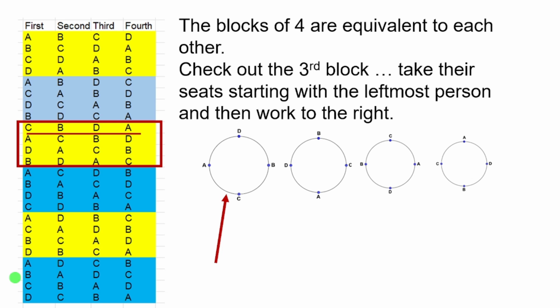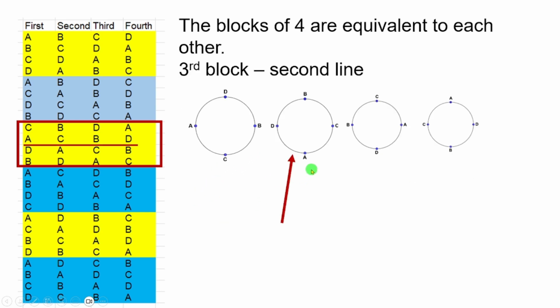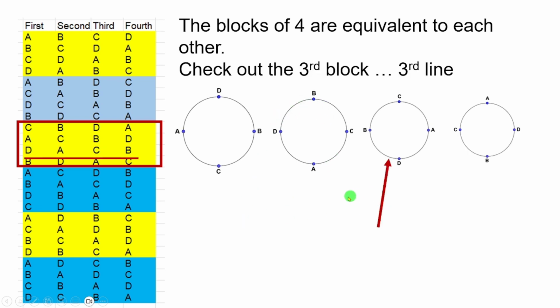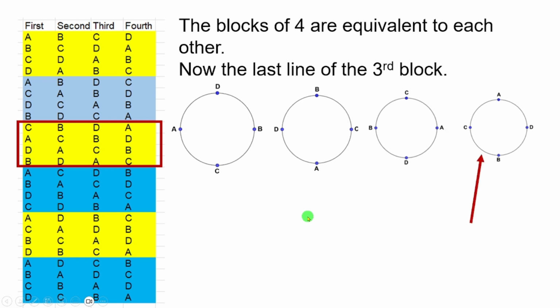Let's look at the third block. Starting with the 6th position, we'll start with the first line and we'll put C in the position of the 6 and we'll go counterclockwise. So it's C, B, D, and A. The next line gives us A, C, B, and D, D, A, C, B, and B, D, A, C. And as you recall, we said that all 4 of these are equal.